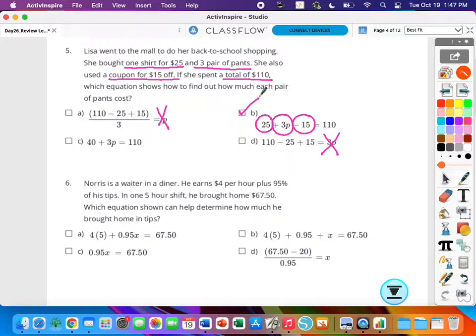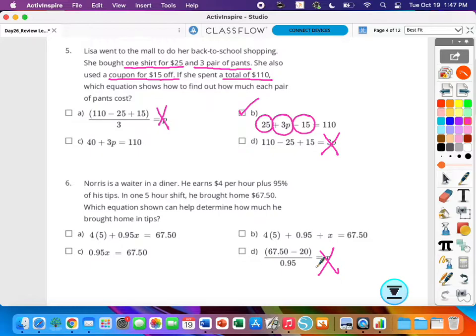Norris is a waiter in a diner. He earns $4 per hour plus 95% of his tips. In one 5-hour shift, he brought home $67.50. Which equation shown can help determine how much he brought home in tips? Well, our total here is $67.50. It's not going to be X. So D is out.